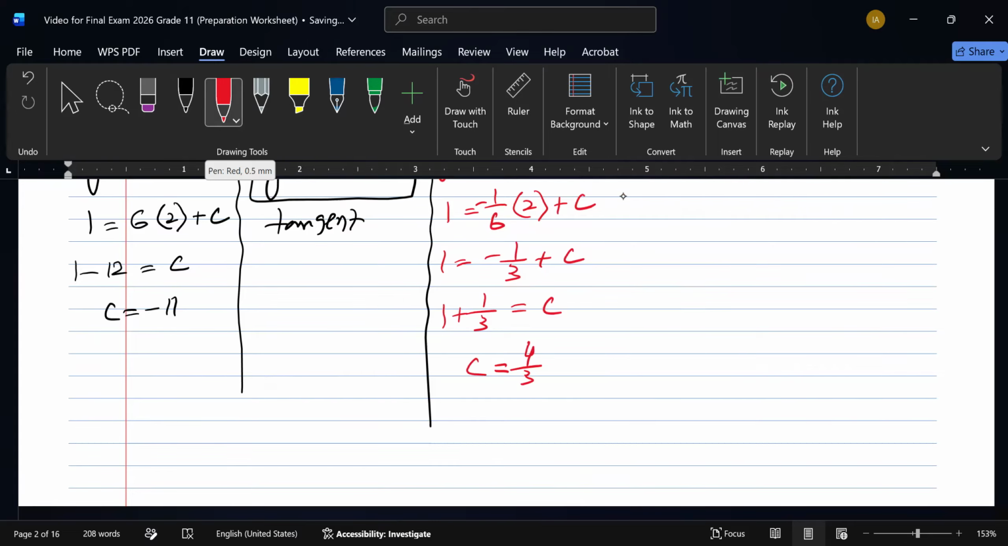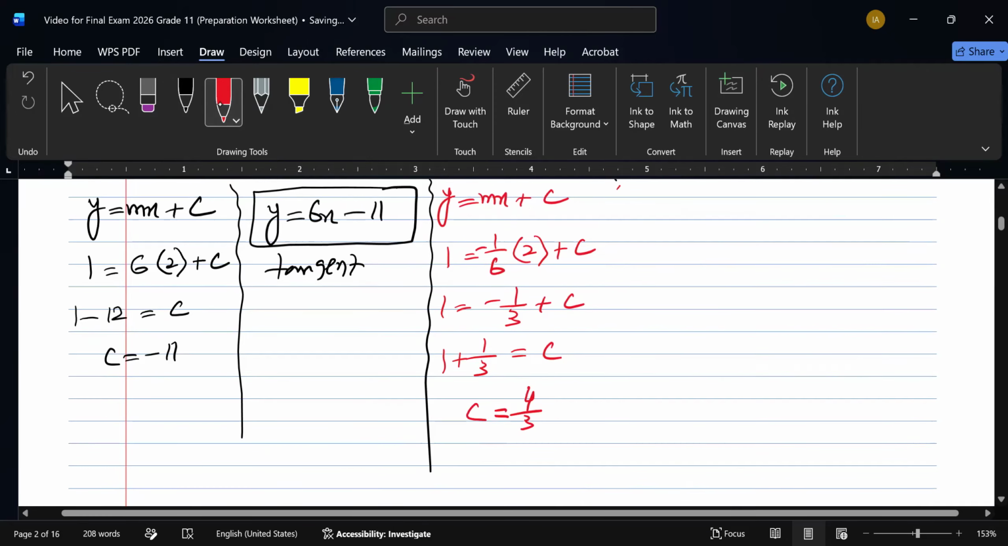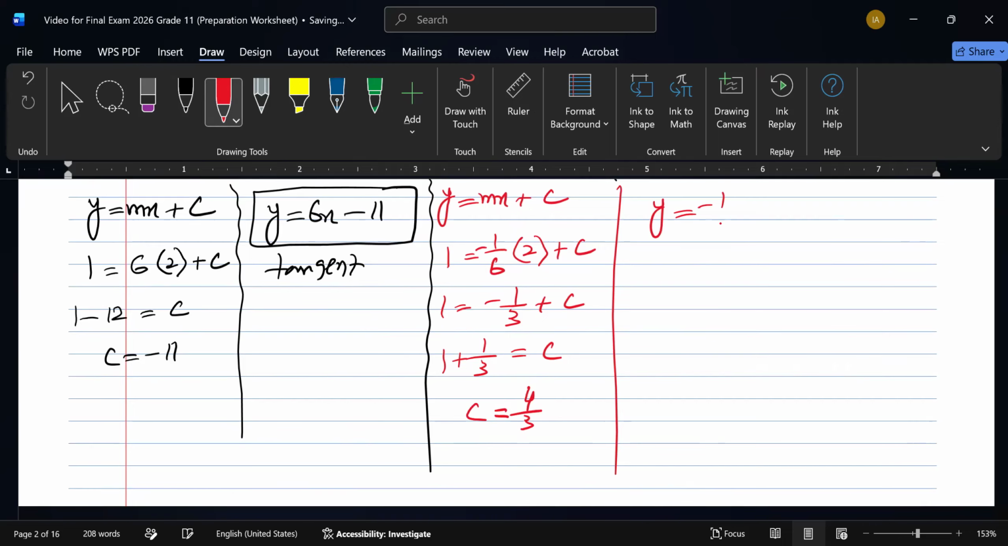But yes, the equation of the normal. We put back these values into the equation. The gradient is minus 1 over 6, plus the c is 4 upon 3. Yeah, this is the equation of the normal. Again, I tell you, since there is nothing mentioned here about which format you should use for the equation of the straight line, everything will remain in the format of y equals mx plus c.